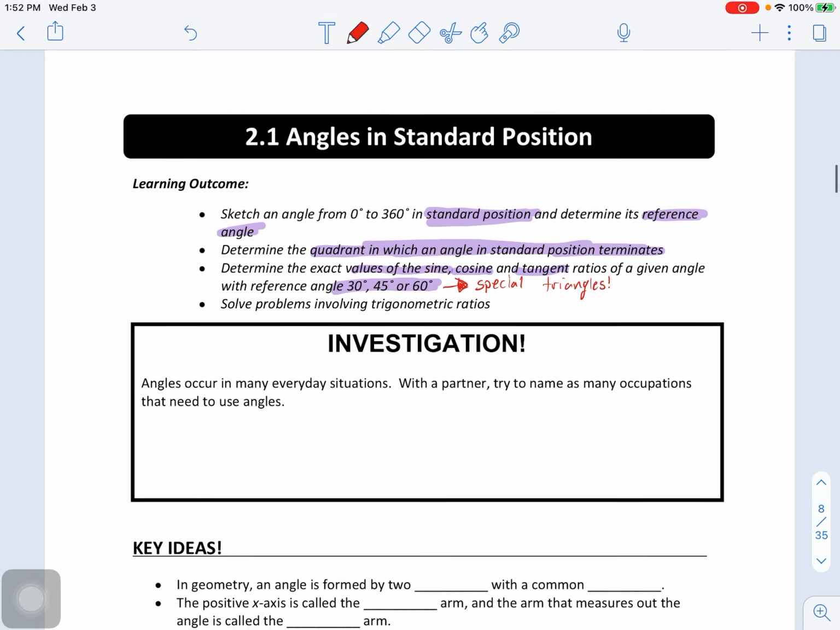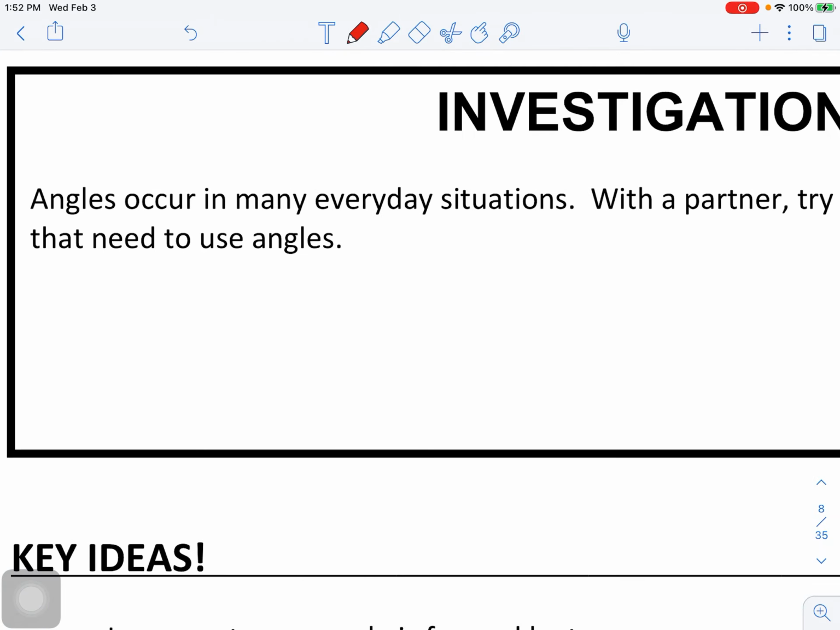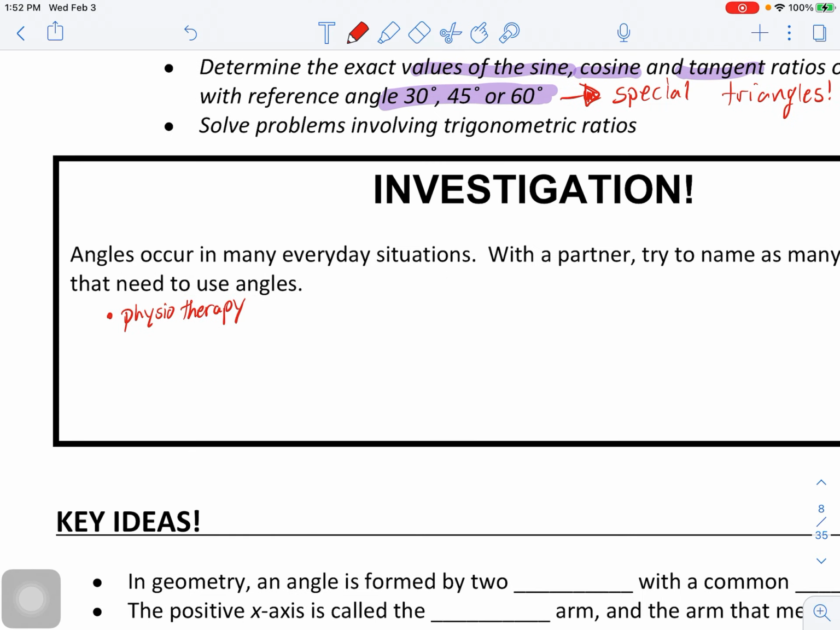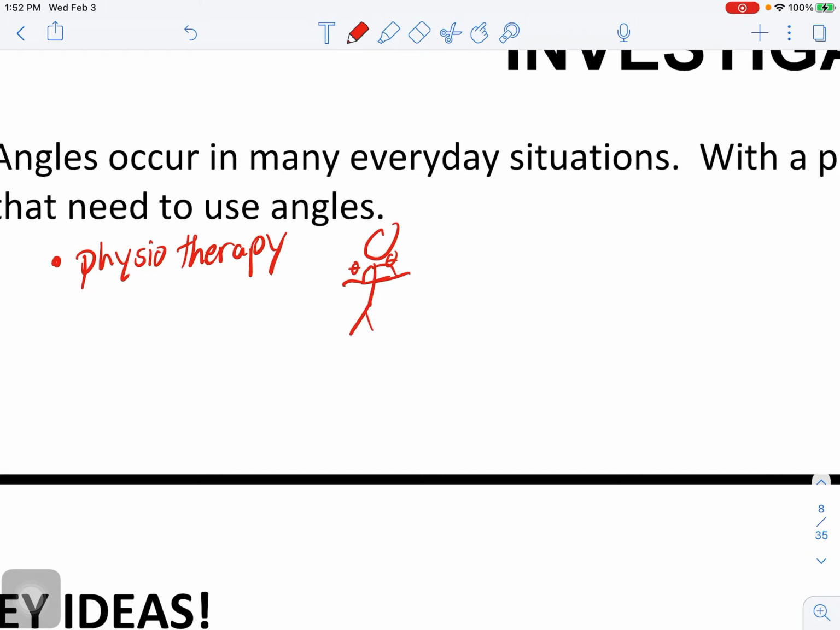Okay, so investigation. Obviously this doesn't really apply to us too much, but angles occur in many everyday situations. With a partner, try to name as many occupations that need to use angles. Just to kind of get your brain moving a little bit, there's a ton of different jobs that deal with that. A big one is actually physiotherapy. Lots of people don't think about physiotherapy as an angle-related field, but in physiotherapy, you have to know your range of motion. You have to know there's an angle there and there's an angle there. Those aren't just super strong shoulders or anything. Range of motion is really important. How the mechanics of your body moves is super important.